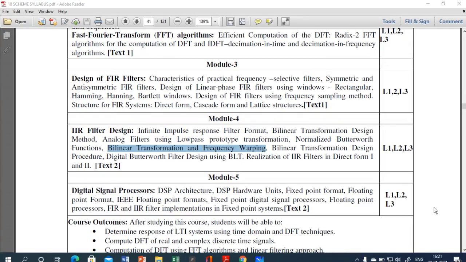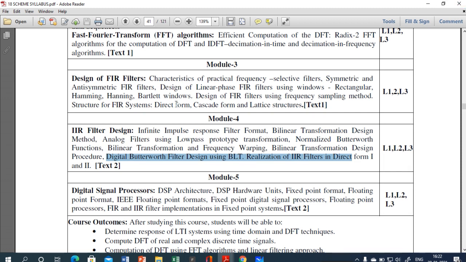So now today we are going to discuss the remaining topics of module 4. In that, first we are going to start with the bilinear transformation and frequency warping. Then I am going to discuss the bilinear transformation design procedure. Later I am going to cover the remaining two topics based on filter design and realization using direct form 1 and direct form 2.